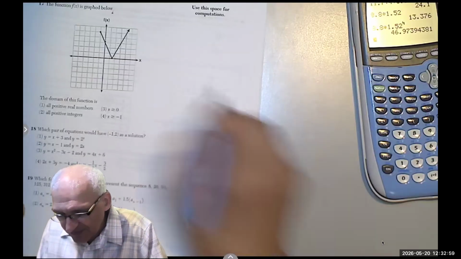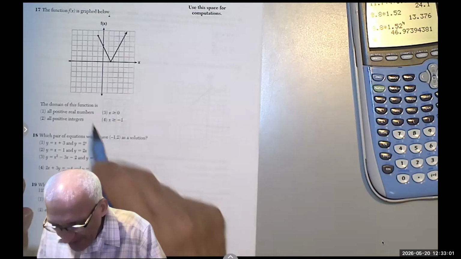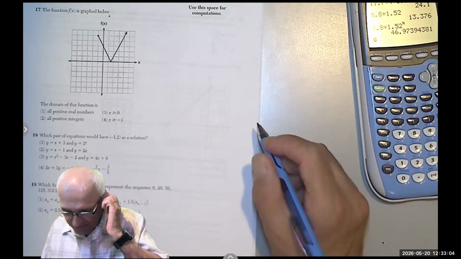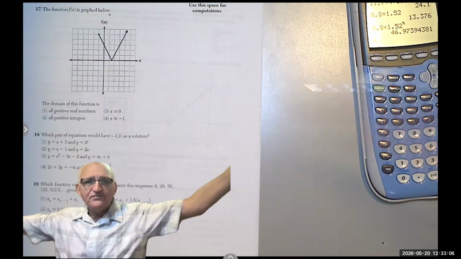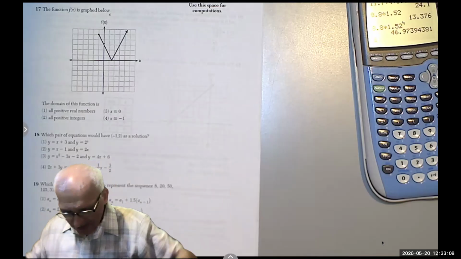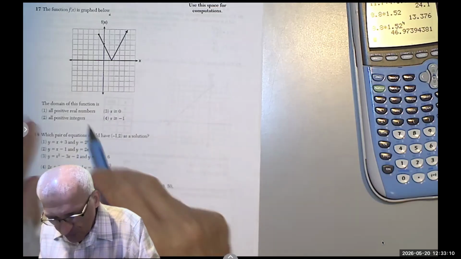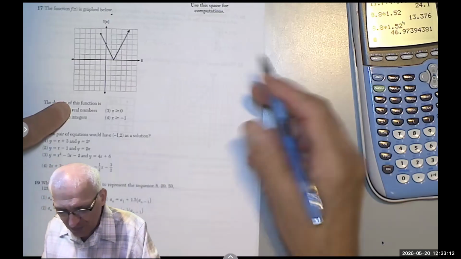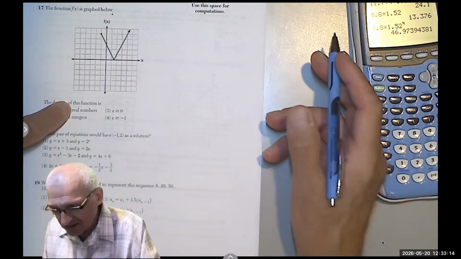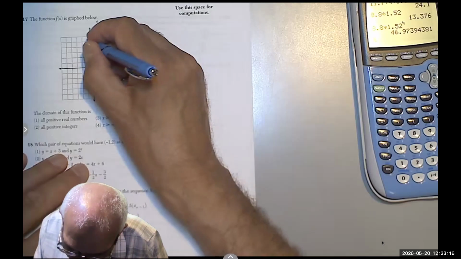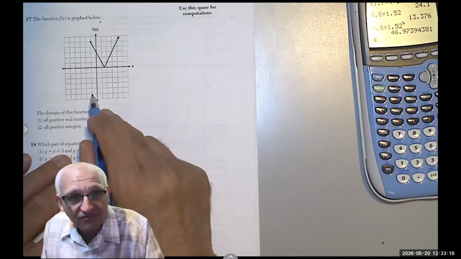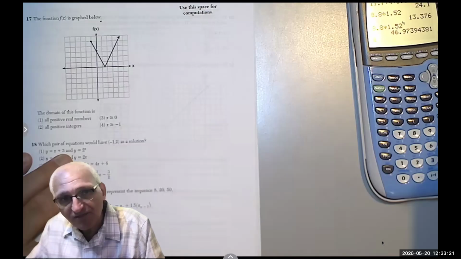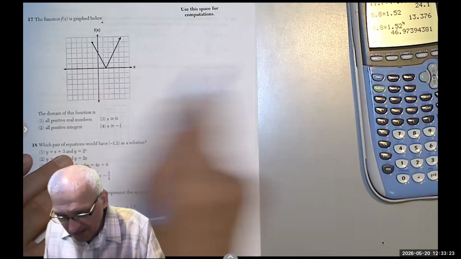The function f of x is graphed below. The domain of the function is what? Some people would say all positive real values. Well, it's not all positive. I mean, all real. Maybe people would say all real values because they don't notice that the function starts at -1. Yeah, it extends to infinity in the domain, but it starts at -1.